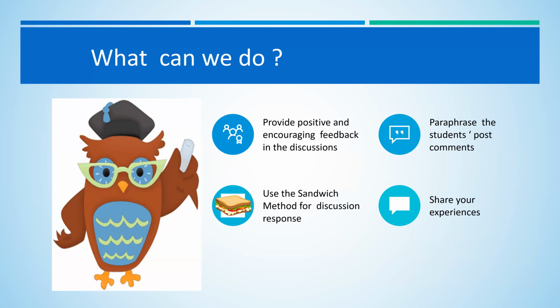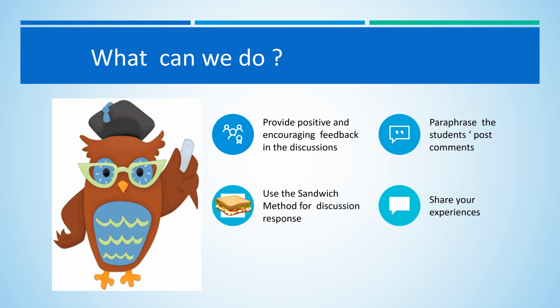So what can we do for active engagement? First of all, we can provide positive and encouraging feedback in the discussions. We can also paraphrase the students' posts and comments. When we respond back to the students and want them to engage more, we paraphrase what they've stated and then add more content in. We can use the sandwich method for discussion response. And we can also share experiences and encourage them to share their experiences as well.